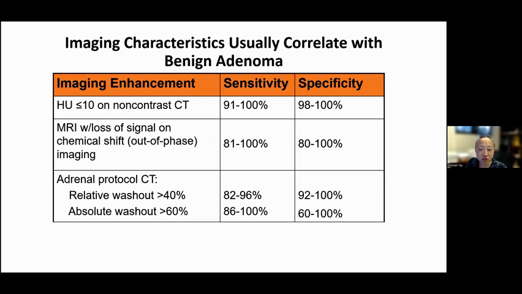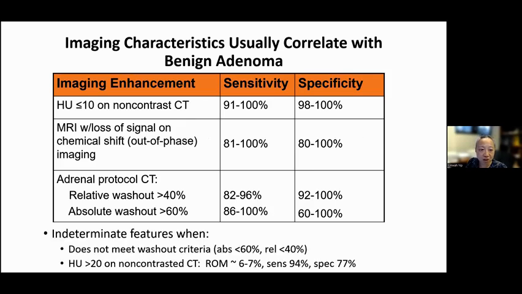And so we like to see this rapid washout, relative washout greater than 40% or absolute washout greater than 60%. And this is often helpful in characterizing slightly more lipid-poor adenomas. So we define indeterminate features when it does not meet these washout criteria, or if it has a Hounsfield unit greater than 20 on a non-contrast CT.